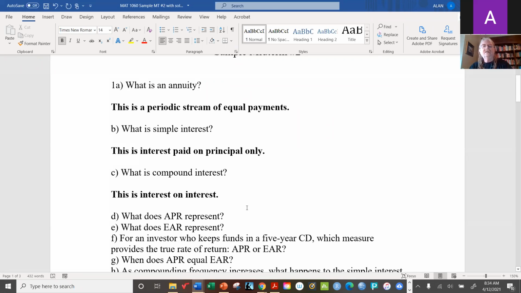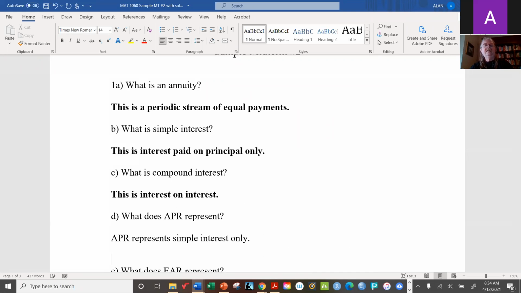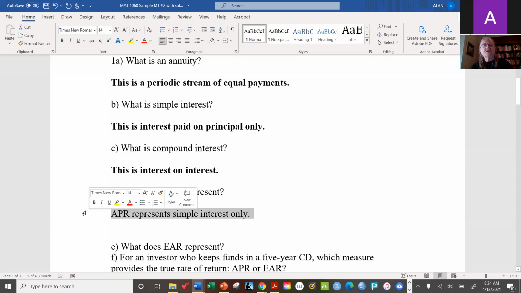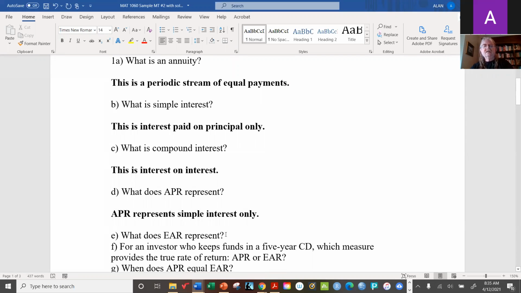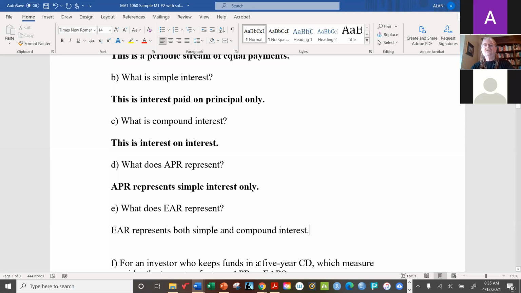All right, so APR represents simple interest only. When you go into the bank and they show you both numbers, you know what they're paying on your principal. But that's not complete information, because you need to know how much you're actually earning when we take into account both simple and compound interest. So EAR, or effective annual rate, represents both simple and compound interest. In other words, this is the sum. This is what you're actually earning. So that's why this is so important.